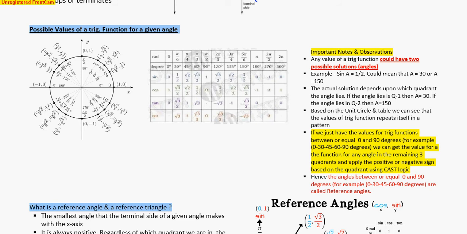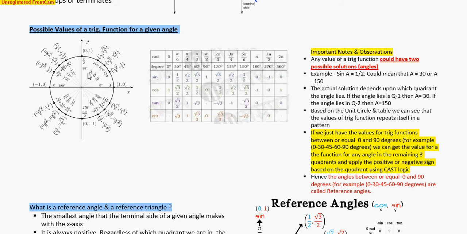For example, for 210, the partner angle is 30 degrees. 30 degrees has a sine value of half, because sine 30 is equal to half. So I know the value of sine 210 is going to be half in magnitude. But I also know that 210 is in the third quadrant. By applying CAST logic, I know that the sine value in the third quadrant is always going to be negative, and hence the value of sine 210 is equal to minus half. That's the overall logic, and it gives us an interesting concept. All this time I was using the analogy of partner angles.